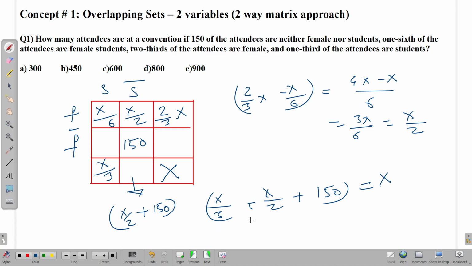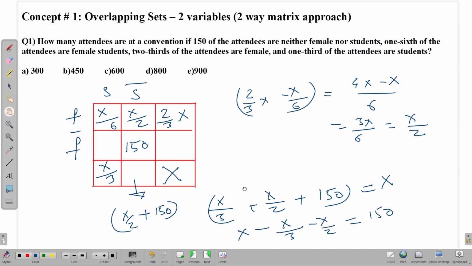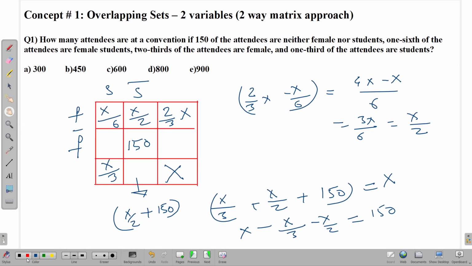Again, what did we do the last time? What we did was we took an LCM of the denominators, right? So let me just move them from one side to the other. So I have x minus x by 3 minus x by 2 is equal to 150. So in my denominator, I will have 6. I will just move the calculation to this side.